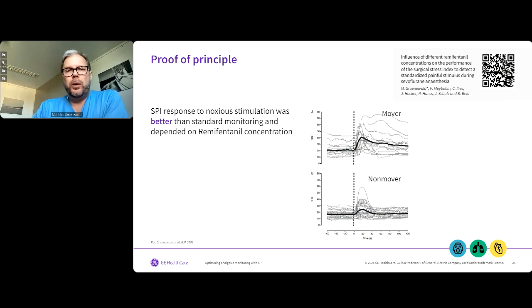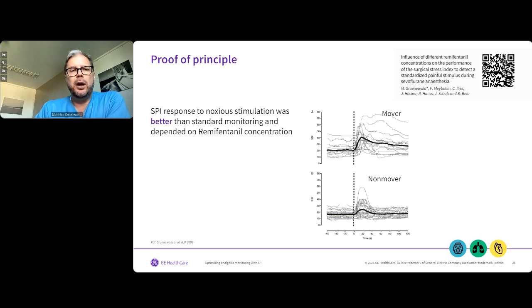Two years later, our group did the proof of principle during induction of anesthesia. So we went into the induction room and had different anesthesia in place. We looked at TIVA, we looked at balanced anesthesia, we looked at mono anesthesia. And then we challenged our patients by standardized nociceptive stimulation, and wanted to show whether we could see the remifentanil effect and the effect of stimulation intensity.